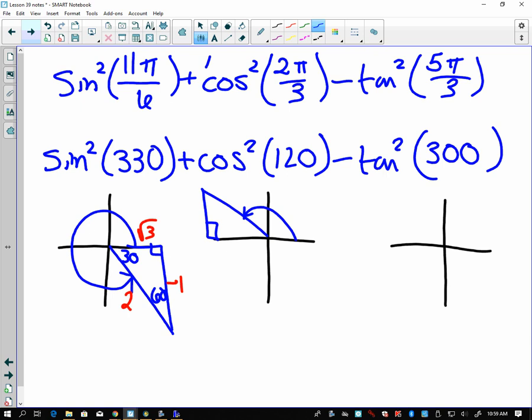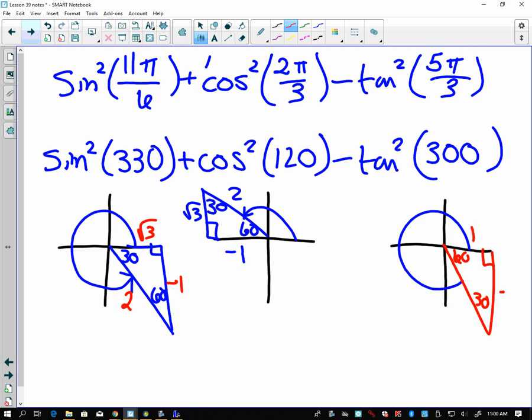And what's my reference angle? 60 degrees, because I'm 60 degrees shy of 180. Okay, so I have negative 1, radical 3, and 2 right there, correct? Okay, 300 degrees, coming all the way around. What is my reference angle here? 60 degrees. Good job. So we got a 1 there, a negative radical 3 here, and a 2 there.